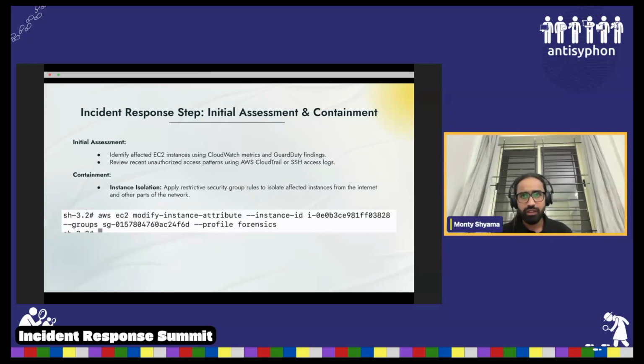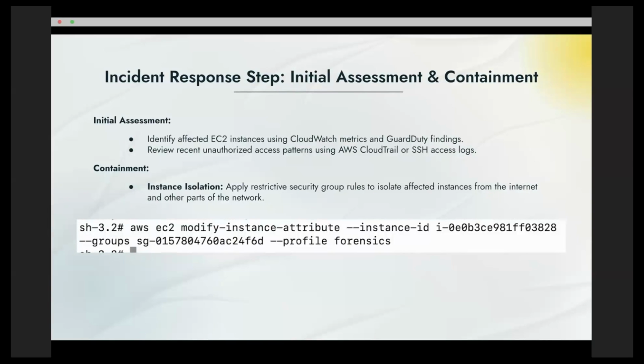So what are the steps that we take to fix this? First things first, initial assessment and containment. Here I'm assuming that the affected EC2 instance has already been identified, either using a GuardDuty finding or CloudWatch metrics. So you know the scope, right?